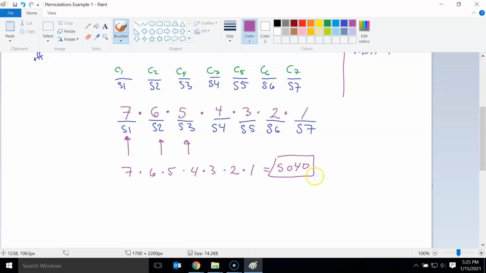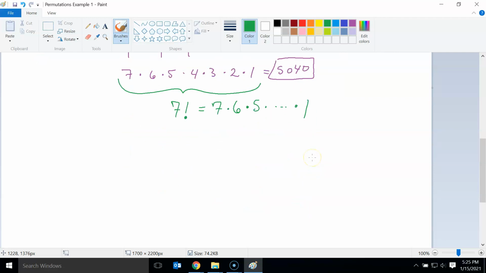But let's explore what we have here. Let's think about this arrangement. We have 7 times 6 times 5 times 4 times 3 times 2 times 1. Well, some of you might recognize that this is in fact 7 factorial. All right, 7 factorial says that we'll start at 7 and multiply each receding whole number, so 7, 6, 5, until we get down to multiplying to 1.